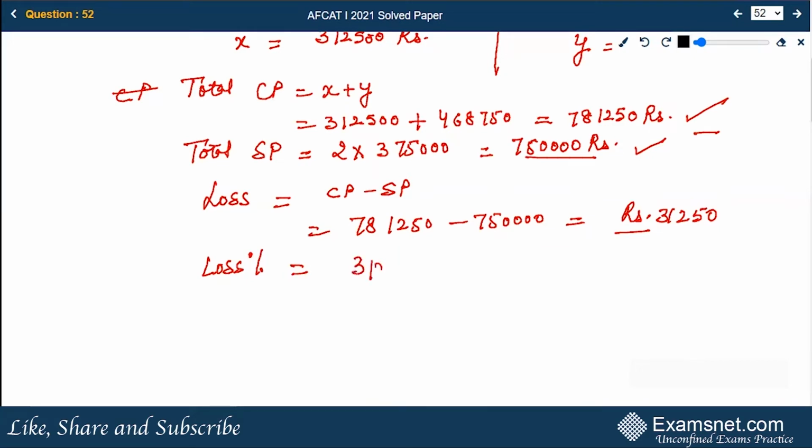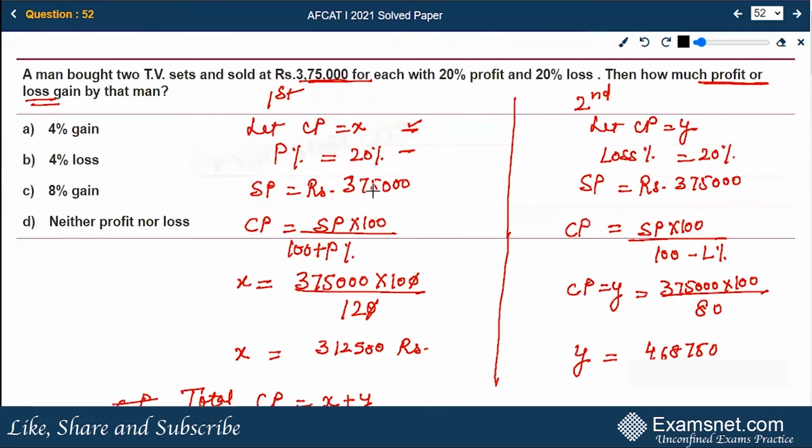So this is 31,250 divided by 781,250 multiplied by 100, because you have to get the percentage, you have to multiply it with 100, which will evaluate to be 4%. So in the whole transaction of the two TVs with this given scenario, he had a loss of 4%.